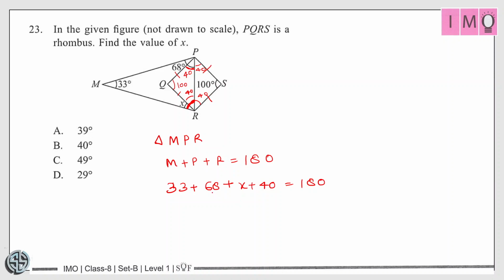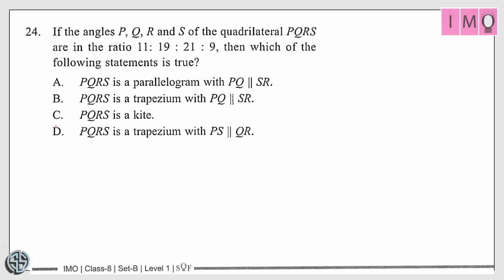When you solve, you will find 33 plus 68 plus 40. 33 plus 68, what will you find? 3, 8, 11, carry 1, 4, 6, 10. So it is 101 plus x, and 40 when it goes to that side becomes 140. So you can find the value of x as 39 degrees. So option A is the correct one, right?